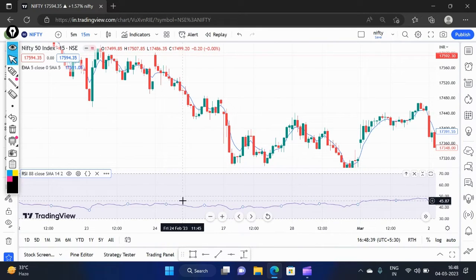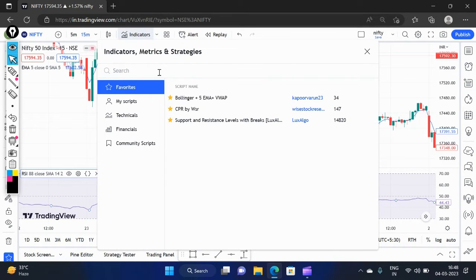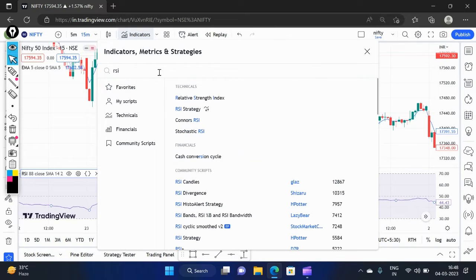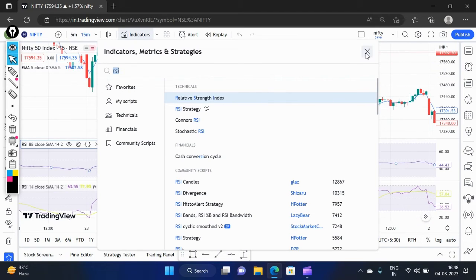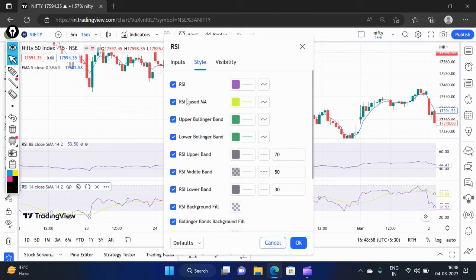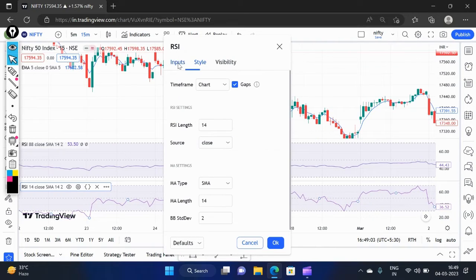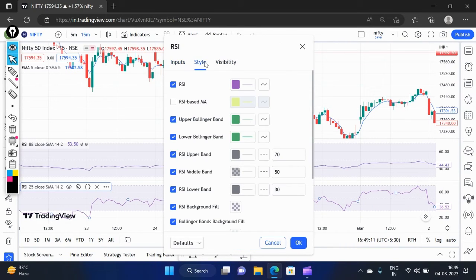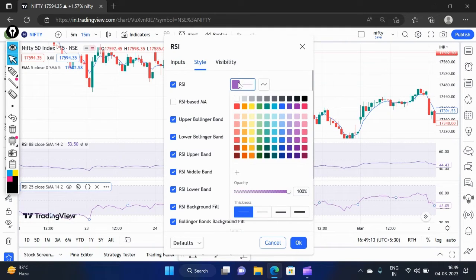This is how your RSI looks now. Then you go back to the indicator section, type in RSI, and click on it again, so there is another RSI added to your chart. Now you go back to the settings. Again, you take out the RSI based moving average, go back to the inputs, and change this to 25.